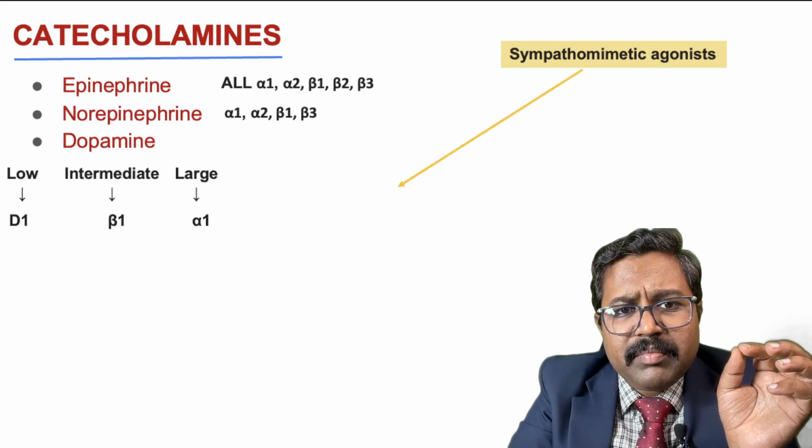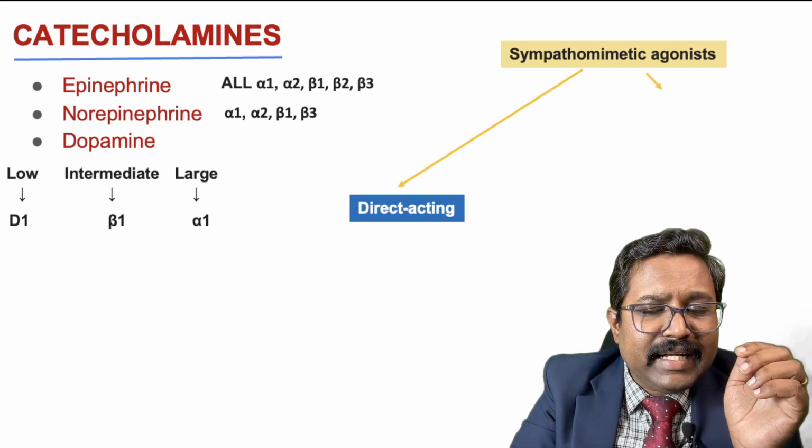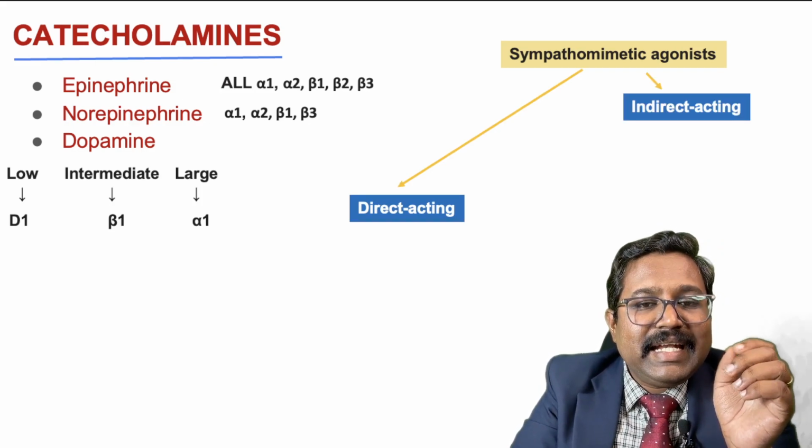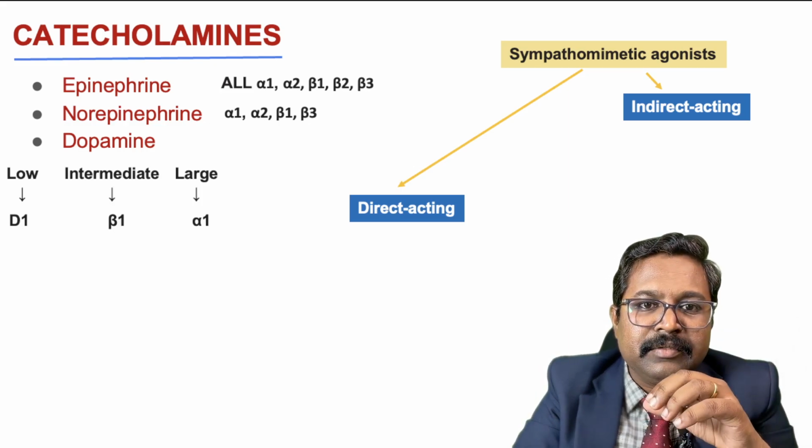So sympathomimetic agonists can be classified into directly acting sympathomimetic agents, indirectly acting sympathomimetic agents, and also we have mixed acting drugs.